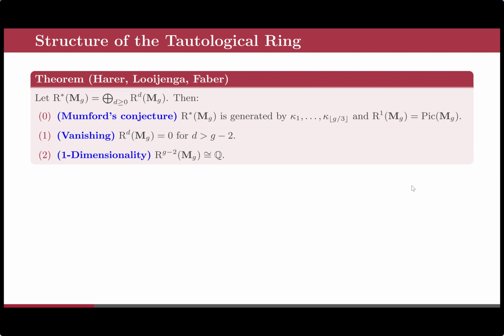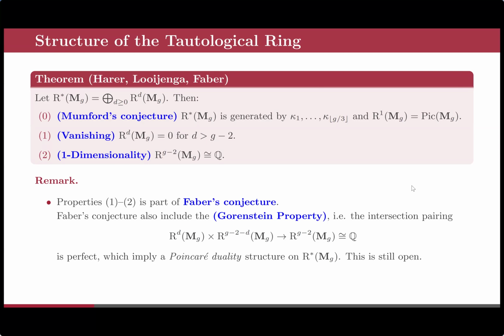And the second one is we have the vanishing. So if the codimension is larger than g-2, this graded piece is 0. So we have the vanishing. And when the codimension is exactly g-2, it's 1-dimensional. So we call it 1-dimensionality. Okay, so this is pretty simple from the construction, and this is now a beautiful theorem for the cycle theory for M_g.